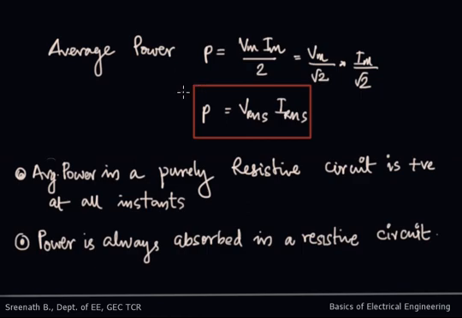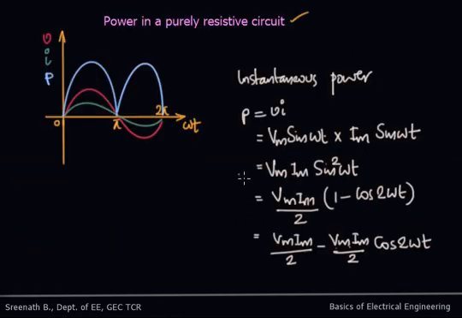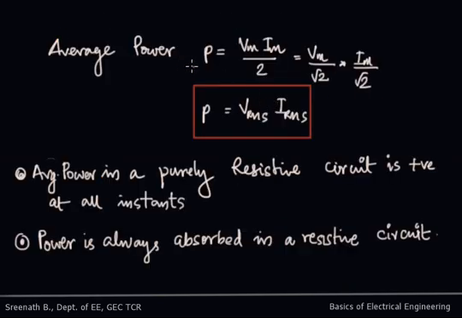So since power is a scalar quantity, you will be going for the average power. So average power P is equal to Vm Im by 2. Why? Because the average value of this particular varying term is 0. So the average power is Vm Im by 2, or Vm by root 2 into Im by root 2, or the power is given by Vrms into IRMS, or your power can be written as V into I.